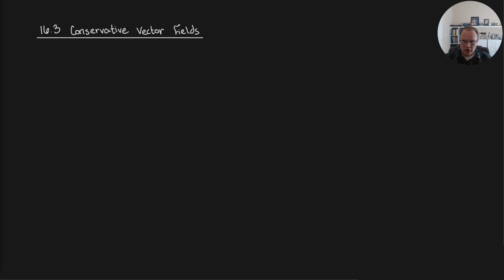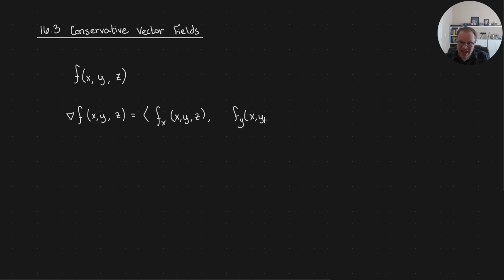Now, throughout this entire chapter, we have been working with vector fields, but there's one special kind of vector field that we encountered even before we started this chapter that has some really nice properties. So if we take a scalar function, a multivariable scalar function, so either f of x, y or f of x, y, z, and we take the gradient of that function. So remember, that will be the vector of partial derivatives. That vector of partial derivatives is a vector field.